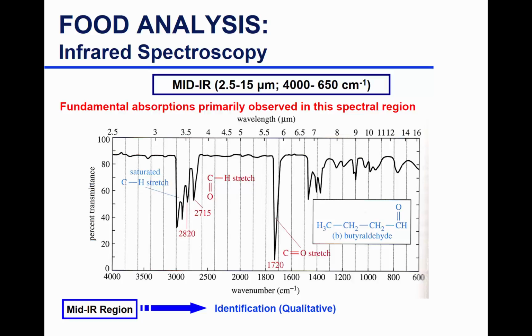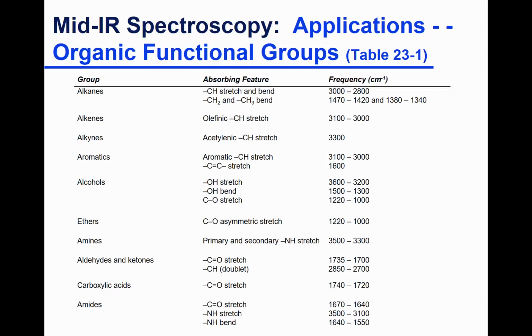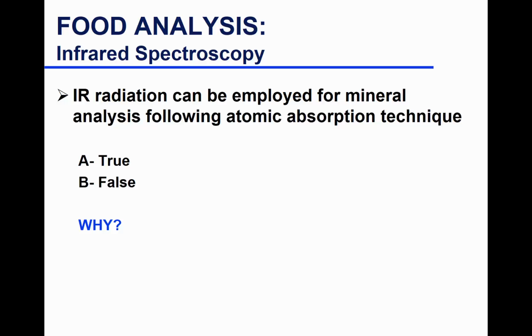So you get a spectrum for the entire compound, and then you can use library checks to identify, okay, this looks like butyraldehyde based on previous library inputs. So here's a table in your chapter 23.1. It shows the different groups within a compound, what bonds will be stretching or bending, and at what frequency or wave number you can detect that stretch or bend. So it's just kind of a reference table.